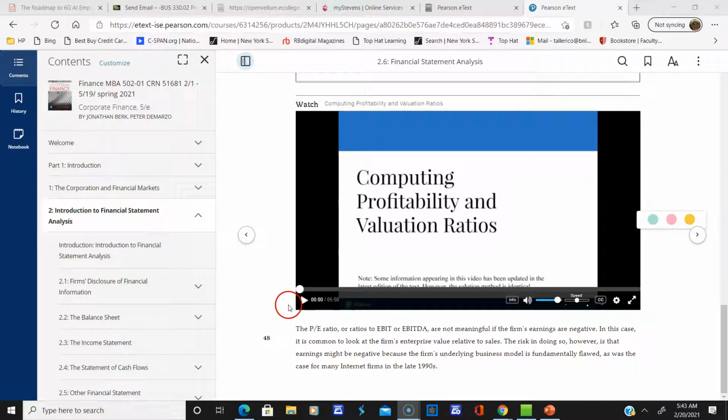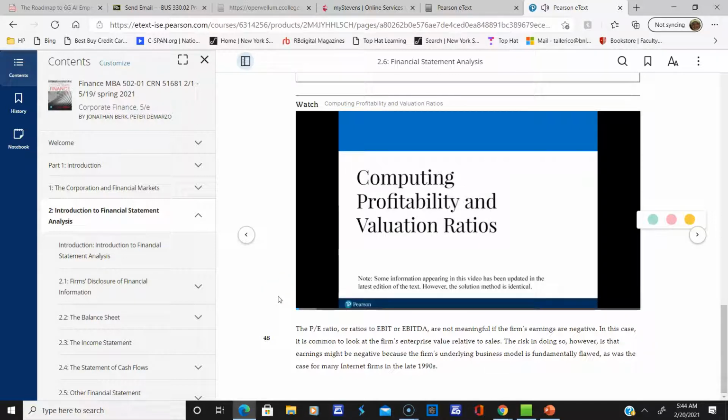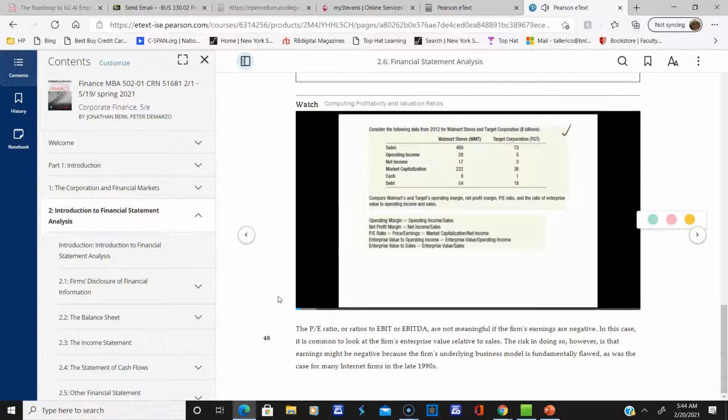All right, so let's continue and go over this example here again. Computing profitability and valuation ratios. Here we have some real data from 2012 for Walmart and Target, and we want to compute a bunch of metrics like their operating margin, net profit margin, their price to earnings ratio, PE ratio, and the ratio of enterprise value to operating income and enterprise value to sales.